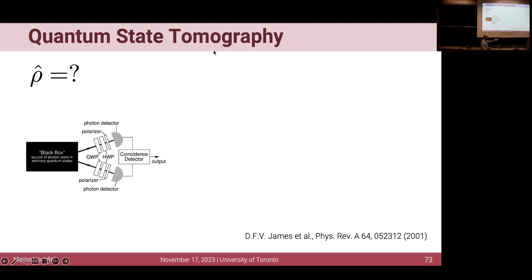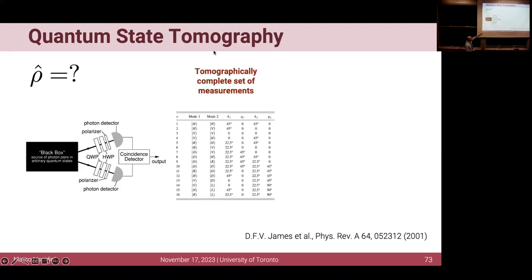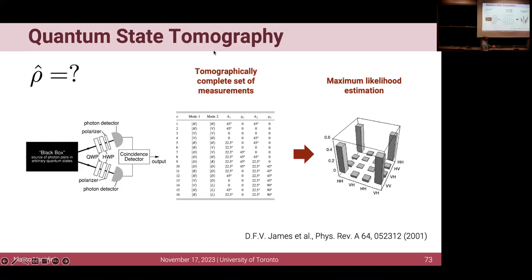And of course, this is seminal work in quantum state tomography. So the idea is very simple and powerful. I create a tomographically complete set of measurements, and then I combine the information obtained by this tomographically complete set of measurements using, for example, maximum likelihood estimation, and then I'm able to reconstruct the density matrix.